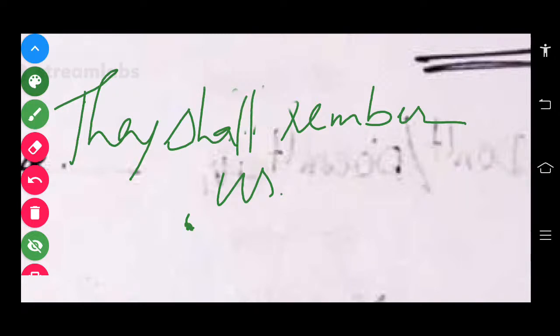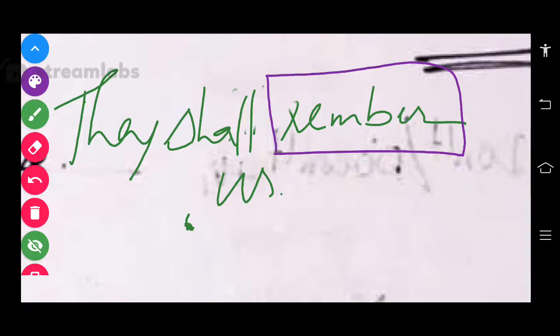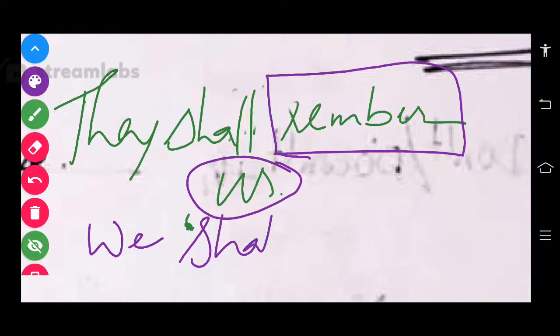Can anybody say here? Now you have to question yourself: here, remember is a stative verb. With a stative verb, we should not use "by". Stative verbs are generally not followed by "by" in passive making. So here us is the object, so it is to be used as "we", and "shall remember". Shall is the auxiliary. Shall becomes shall be.